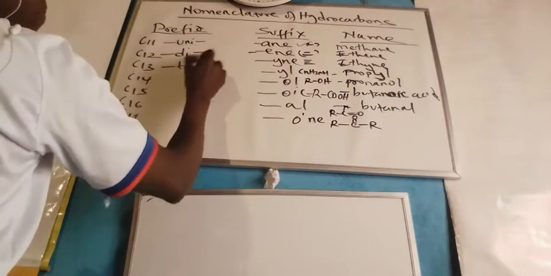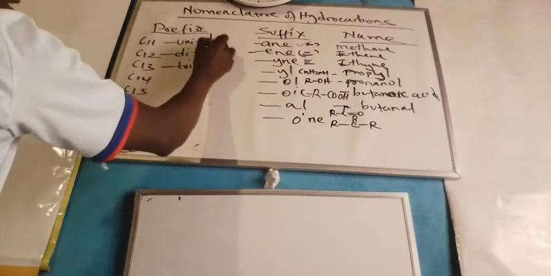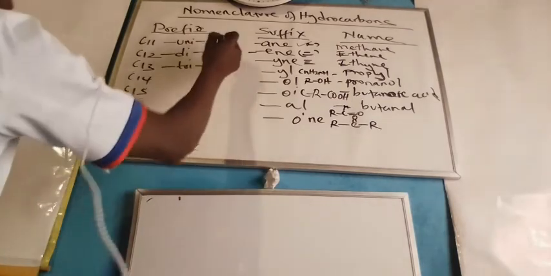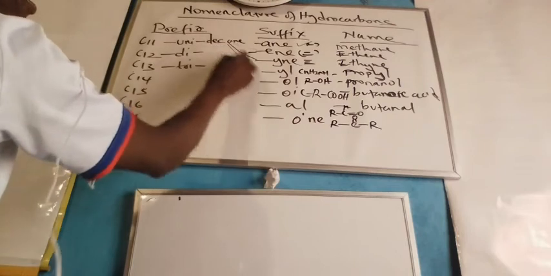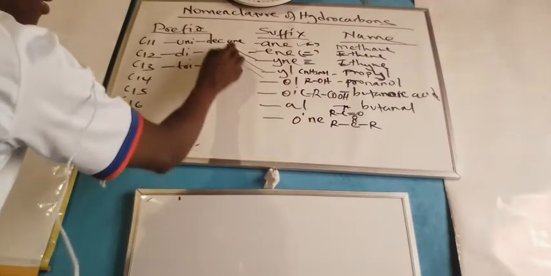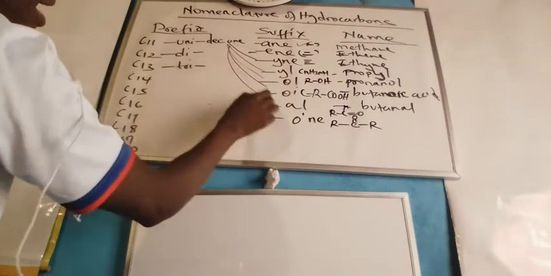Now, to these prefixes, which are renewed prefixes after the first 10, we are going to add the previous name for the parent molecule, which was dec. Now, this dec may be decane, decene, decyne, or decanol, decanoic, decanal, or decanone.